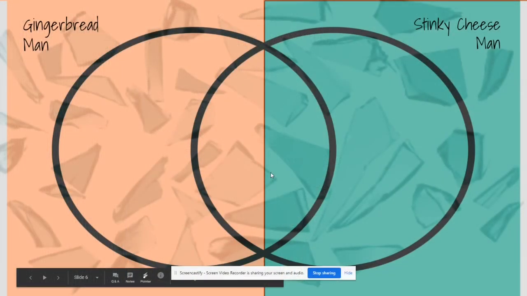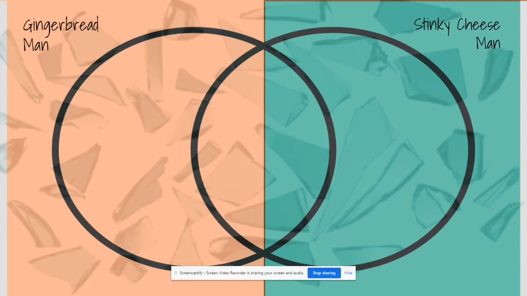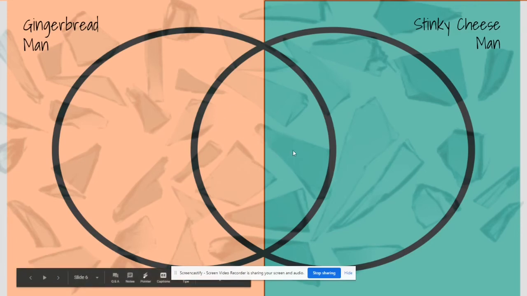So I really hope you enjoyed the Stinky Cheese Man. It is one of my favorites. So the first thing we're going to do is compare. While you listen, do you think, how did Gingerbread Man and the Stinky Cheese Man compare to one another?